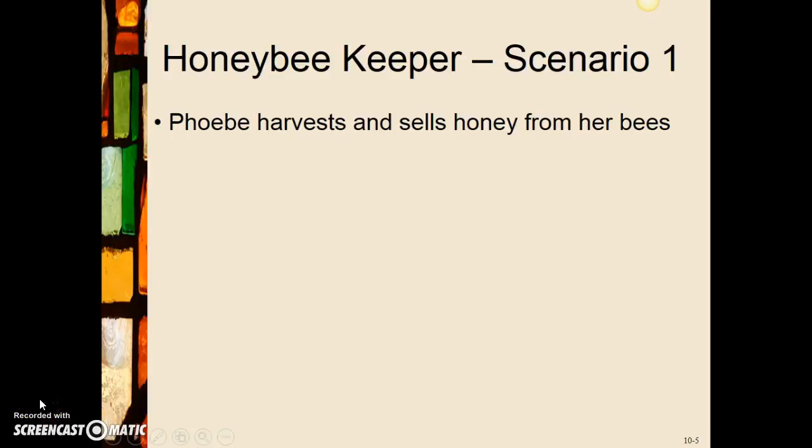So I want to do a quick guided example with you guys on externalities. In this first example, we're going to have a positive externality, which is where there's basically an extra benefit for society from an activity that society really has nothing to do with. In this case, Phoebe is going to harvest and sell honey from her bees.